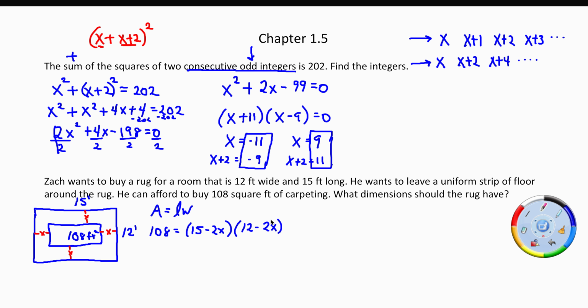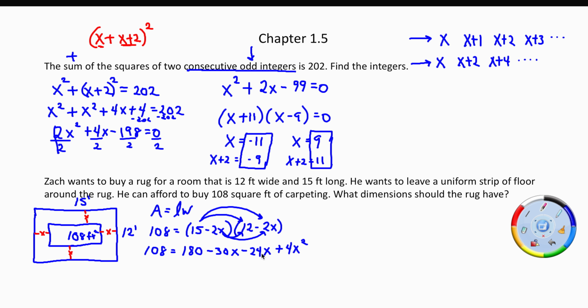First thing I've got to do, use my distributive property to multiply that out. So 108 equals 15 times 12, 144 plus 36, 180 minus 30x minus 24x. Wait, where did I get 30x? Okay, sorry. Minus 24x, lost myself for a second, plus 4x squared. Oh, I got a quadratic equation.